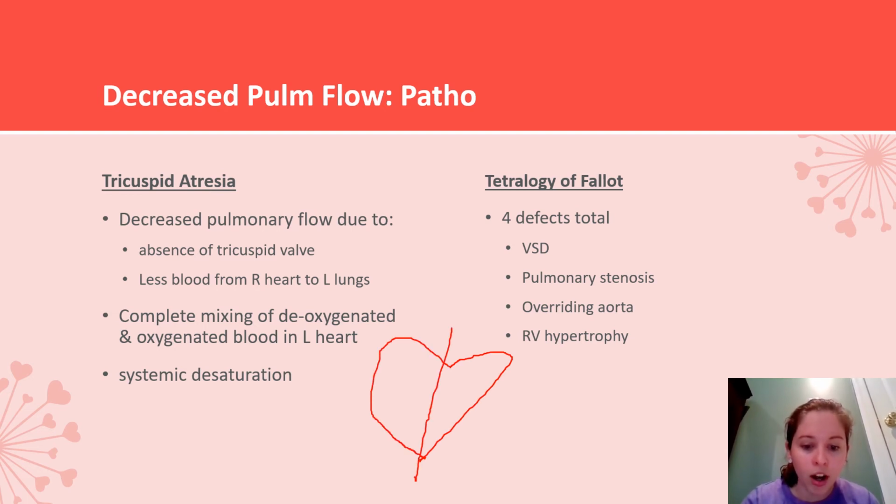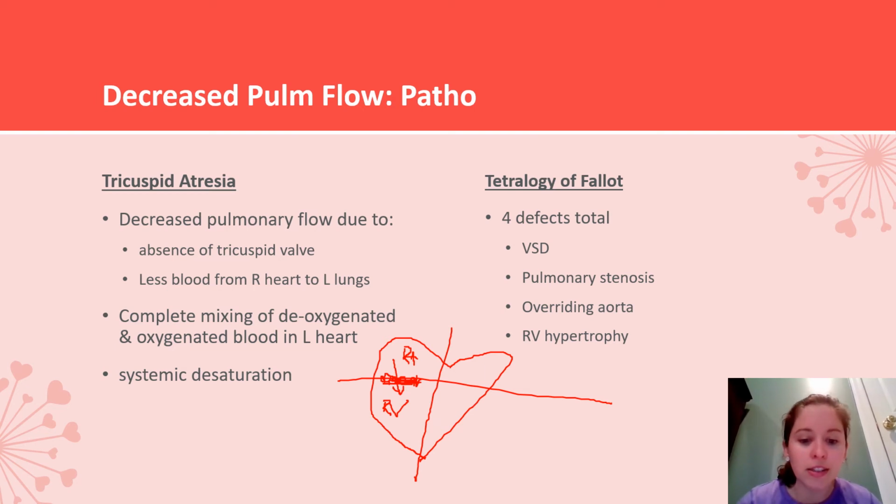So if we have our heart, and the tricuspid valve is usually here between the right atrium and the right ventricle, normally what happens with tricuspid atresia is basically there's no valve. There's an abnormal layer of tissue, and so no blood or very little blood can get from the right atrium down into the right ventricle.